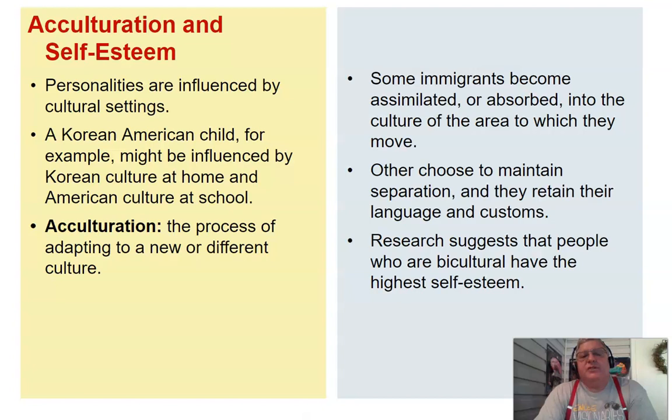Some immigrants become assimilated or absorbed into the culture of the area to which they move, and this is pretty common. Others choose to maintain separation and retain their language and customs, and that's why you see, in areas like New York and San Francisco, places like Chinatown, for instance.